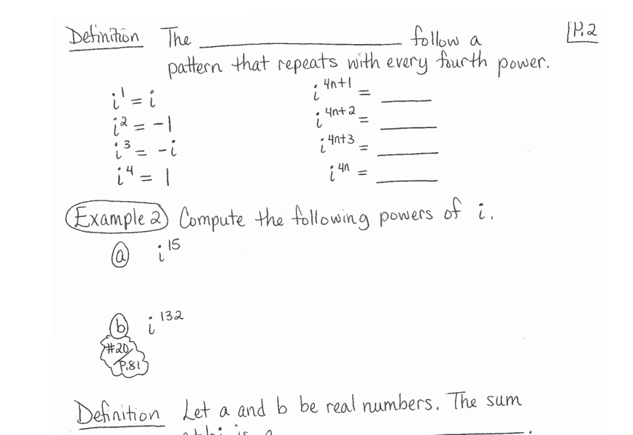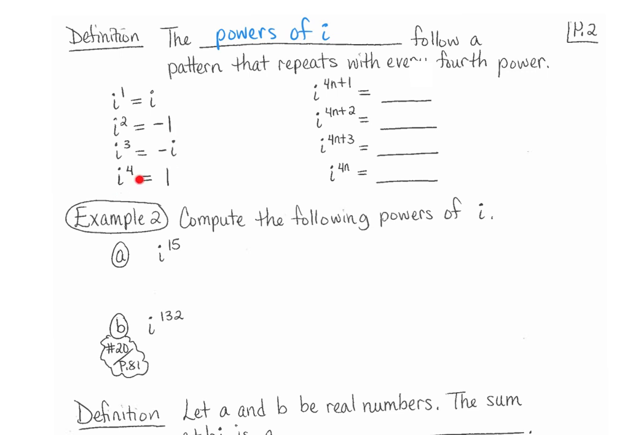Definition. The powers of I. The powers of I follow a pattern that repeats with every fourth power. I to the first power is equal to I. I squared we know is -1. I cubed means we take I squared, which was -1, and multiply it by I. -1 times I gives us -I.